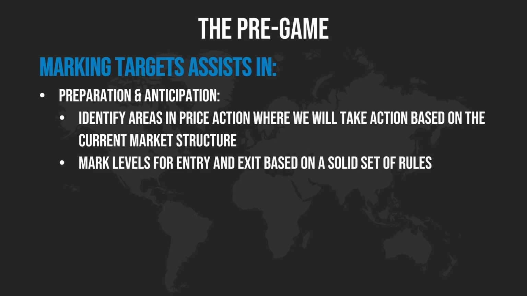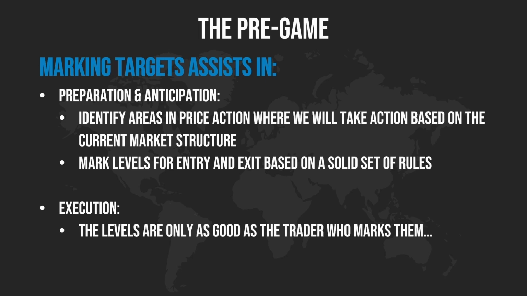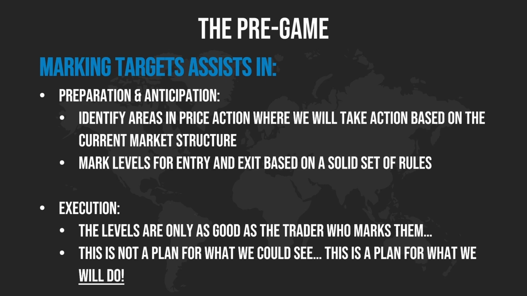We want to mark levels off for entry and exit based on a solid set of rules that we're going to define for you guys here in this lesson. Also, it's all about execution. These levels are only as good as the trader who marks them, meaning this is not a plan for what we could see in price. This is a plan for what we will do once price reaches these levels. This is not about saying that price may go up if this head and shoulders completes here. No, we're saying once price hits this level, buy. Once price hits this level, sell.